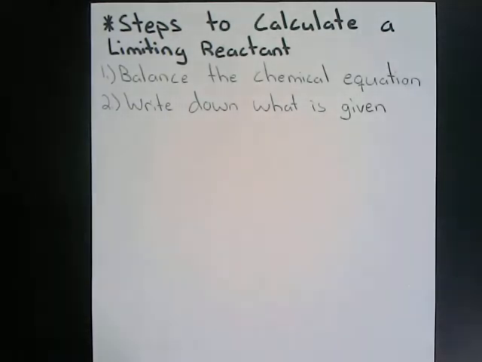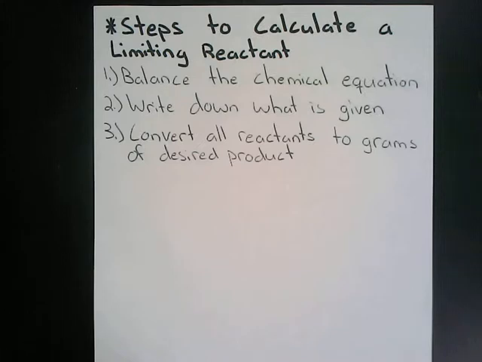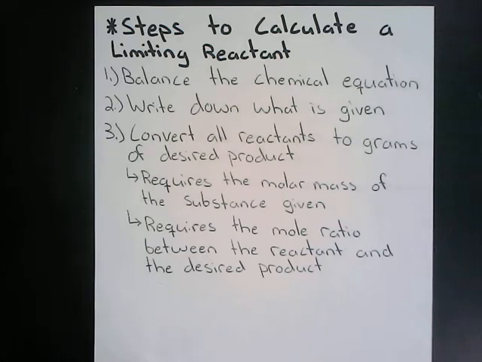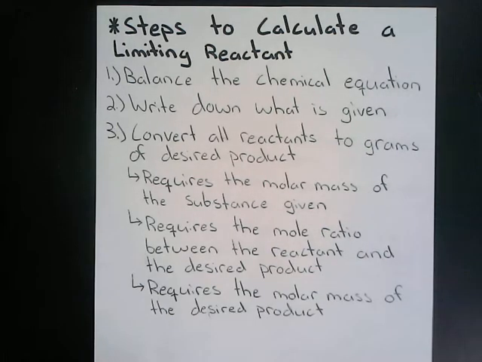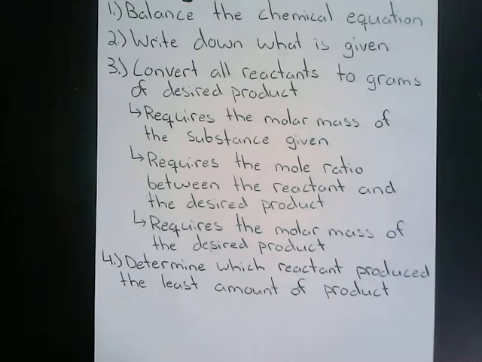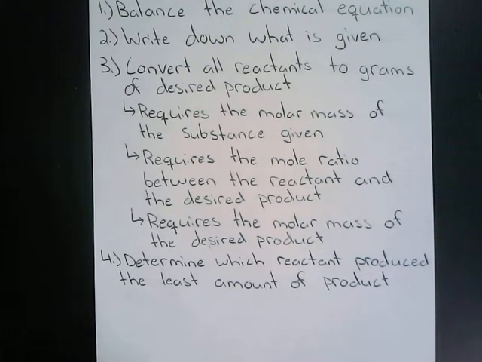Now, this third step is you need to convert all reactants to grams of a desired product. Now, this is going to require 3 things. The first thing it's going to require is the molar mass of the substance given. It also requires the mole ratio between the reactant and the desired product. And then it also requires the molar mass of that product you are converting to. And then the fourth step is to determine which reactant produced the least amount of product. And whichever reactant produces that least amount of product, that is our limiting reactant.